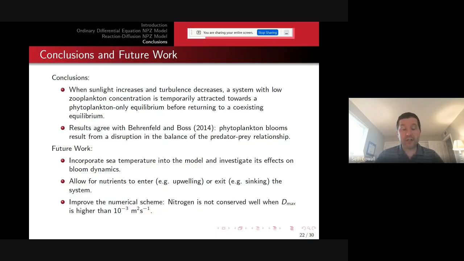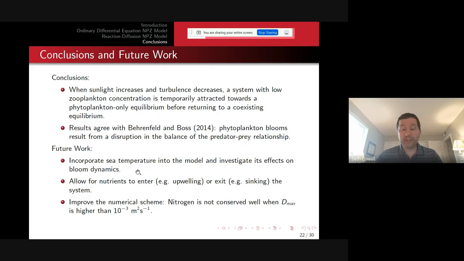And our results agree with Barenfeld and Voss' idea that I mentioned earlier, that marine phytoplankton blooms will result from disruption in the balance of the predator-prey relationship. In other words, it's ecological. So some future considerations we could do, like the Kuhn-Fennel, maybe make things just a little bit more realistic. See what happens.